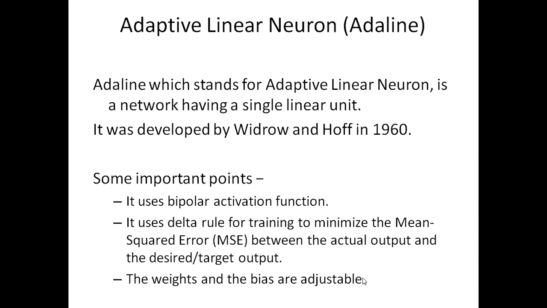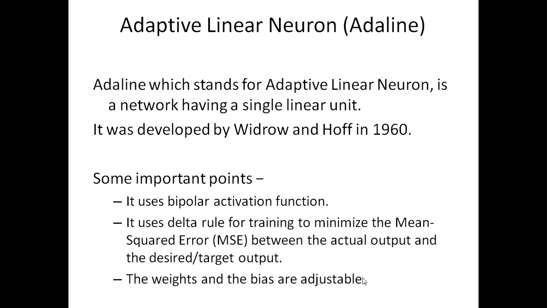Very good morning. In today's video, we are going to discuss another concept of neural networks, that is ADALINE, adaptive linear neuron. In our previous video, we discussed Perceptron, and this is basically one of the advanced concepts of Perceptron, you can say. It was developed by Widrow and Hoff in 1960.